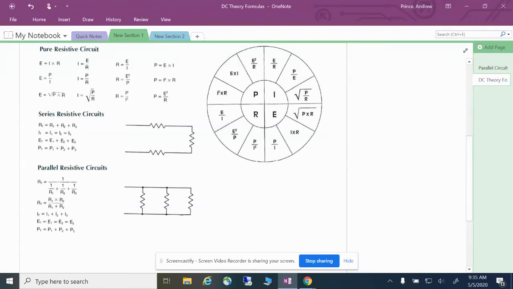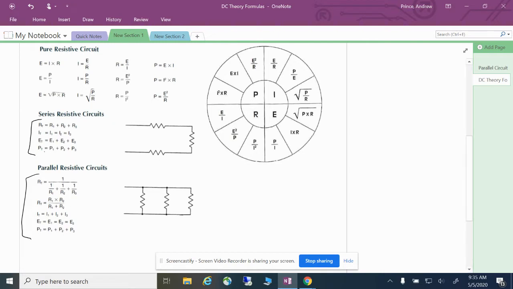All right, so let's go ahead and take a look at the difference between some of the series resistive circuit formulas and the parallel resistive circuit formulas. So previously, yesterday, you guys were working on series resistive circuits, and today we're going to be using these formulas down here. Now, there's a couple similarities, but if you get these mixed up, you're going to definitely get the wrong answer, especially as we move on to the combination circuits.